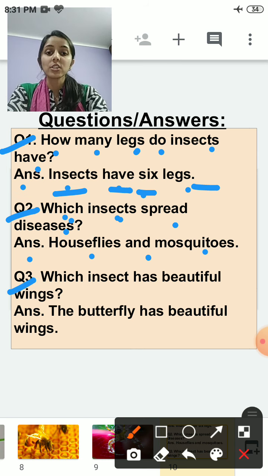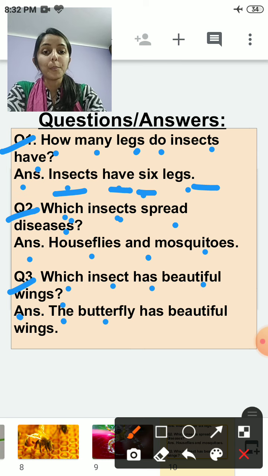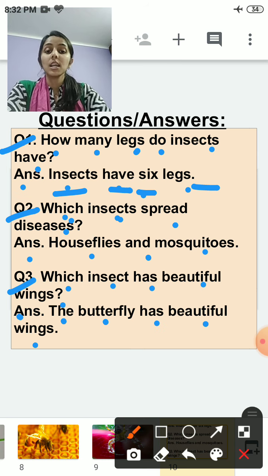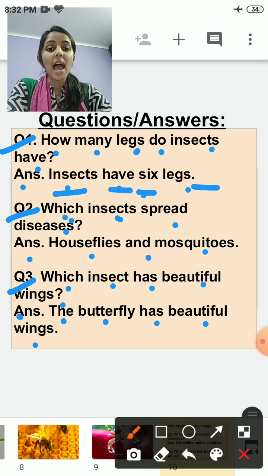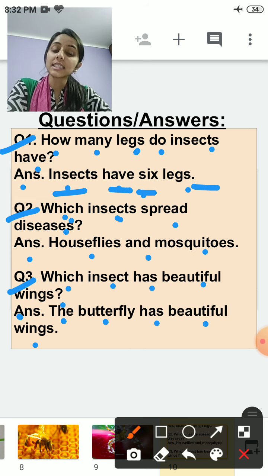Now, third question. Which insect has beautiful wings? Butterfly. Yes. The butterfly has beautiful wings.